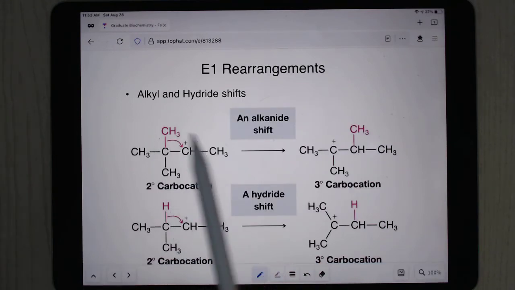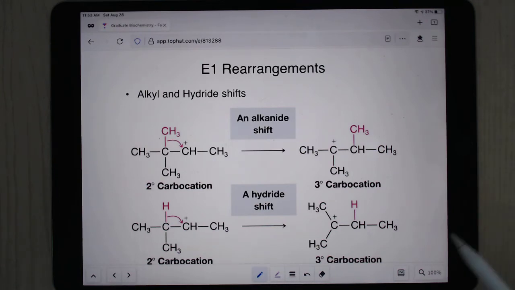Now, just like with the SN1, we can get a methyl shift or a hydride shift. It doesn't really matter. It just depends on what's needed to form that triple bond. A hydride shift is going to be easier because it takes less energy, just because it's a lot lighter weight. But methyl groups can shift around.